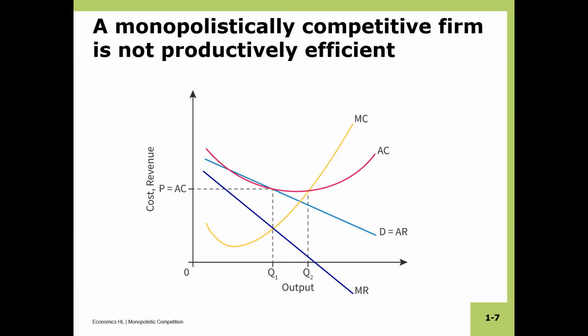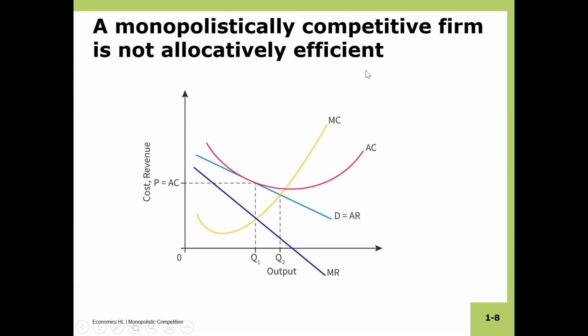This is actually in the long run. In the short run, they're not productively efficient either. Are they allocatively efficient? The answer again is no. Allocative efficiency just means price equal to marginal cost. This is essentially the supply and demand curves we looked at at the very start. So you see here, they're not efficient because they're producing where MC equals MR, and Q2 is this point here where MC equals price. Price is just equal to your demand or average revenue. So monopolistically competitive firms are not efficient.